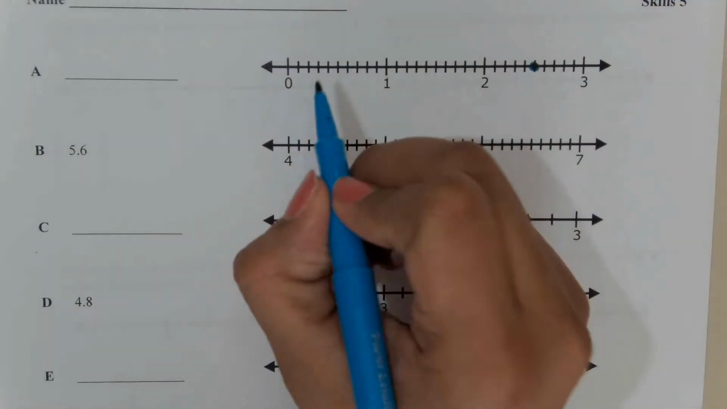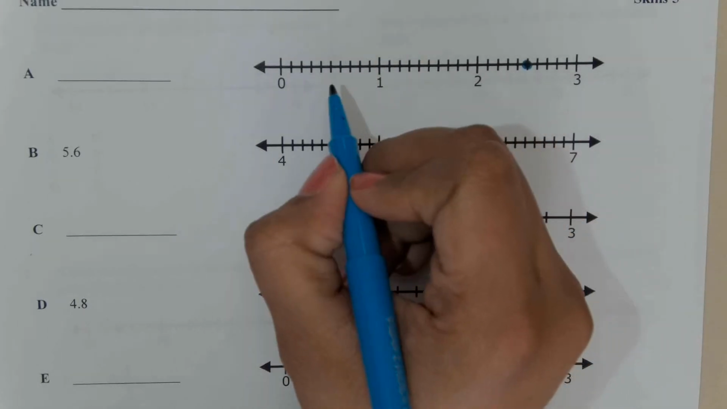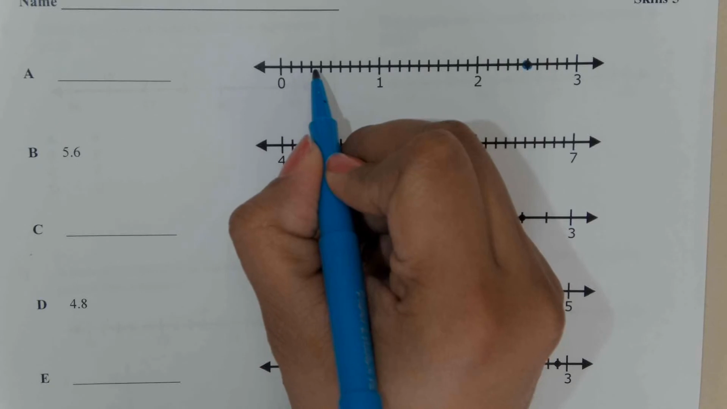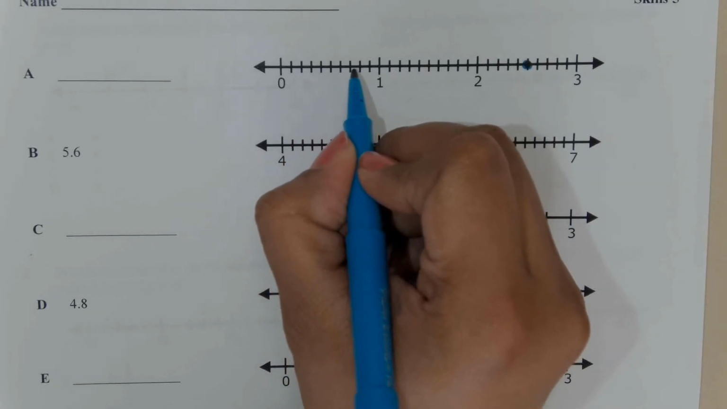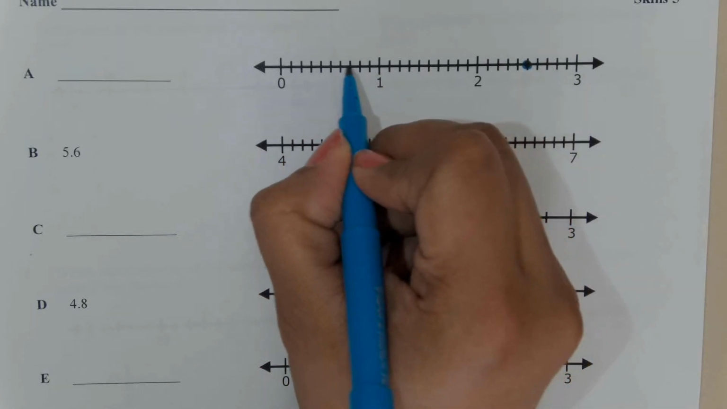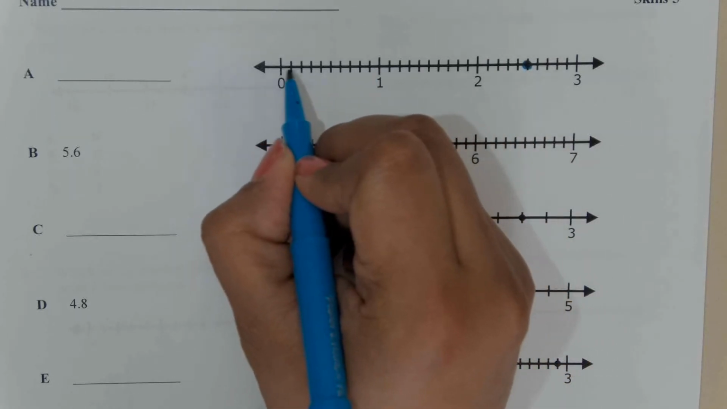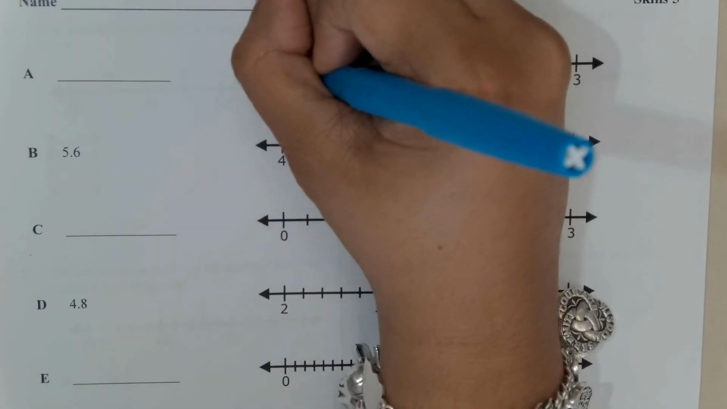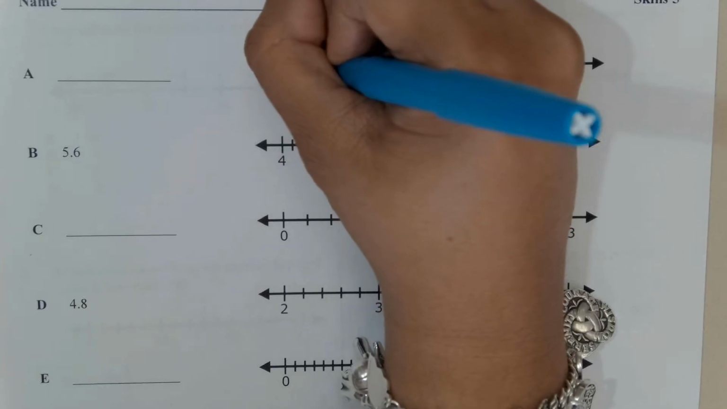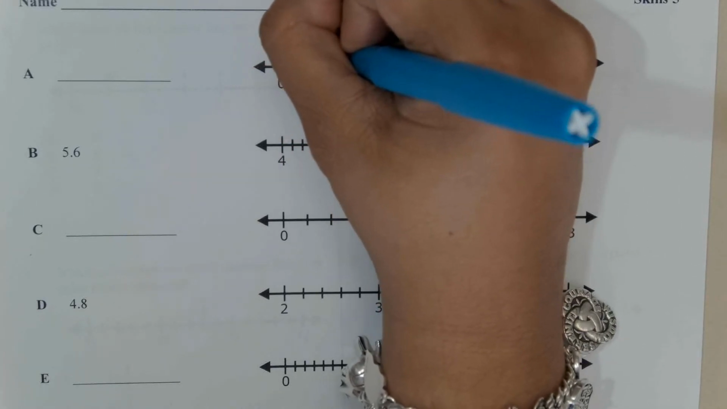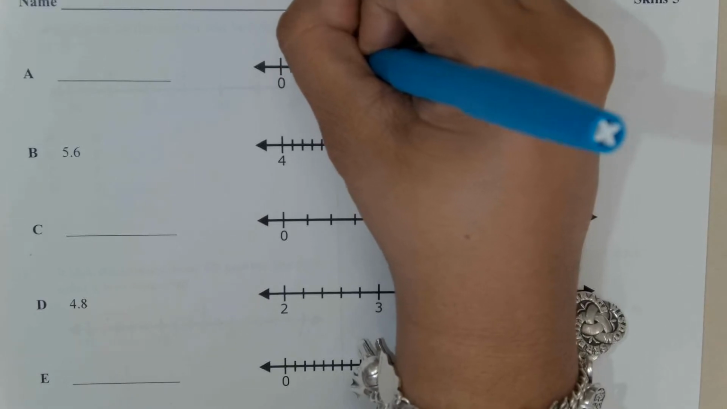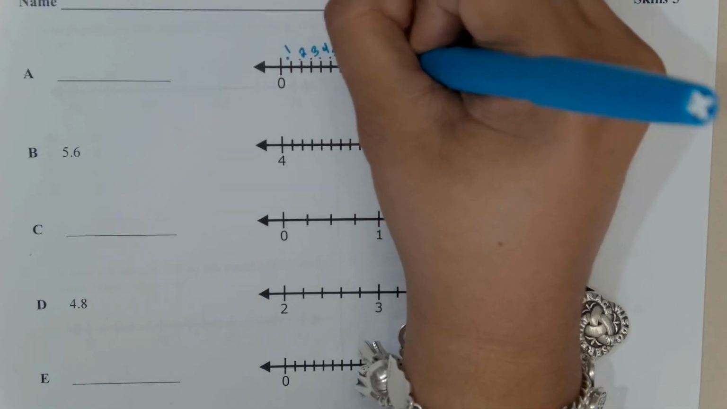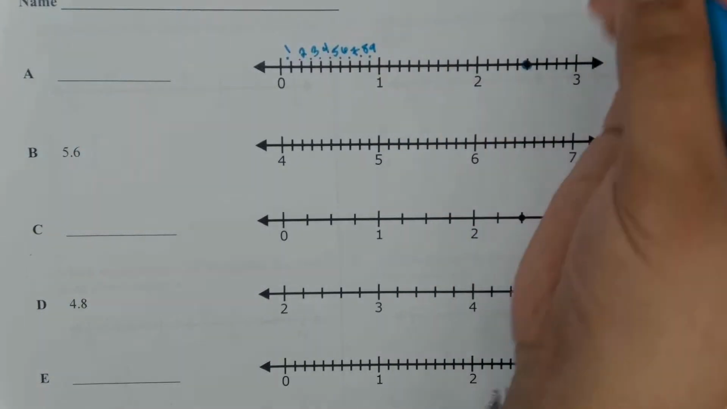So here I want to make sure I find out how many spaces I have in between to figure out what each dash is going by. So I have 1, 2, 3, 4, 5, 6, 7, 8, 9, 10. So each one is going by tenths. So I'm going to look here, and this is 1/10. This is 2/10, 3/10, 4/10, 5/10, 6/10, 7/10, 8/10, 9/10, 1 whole.